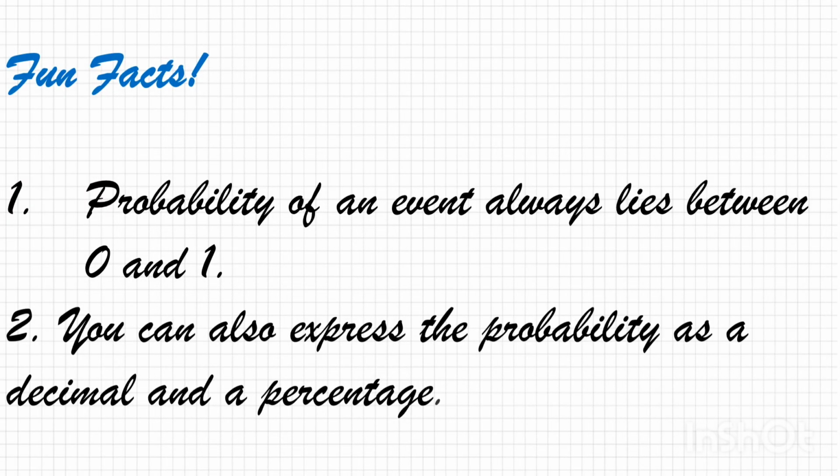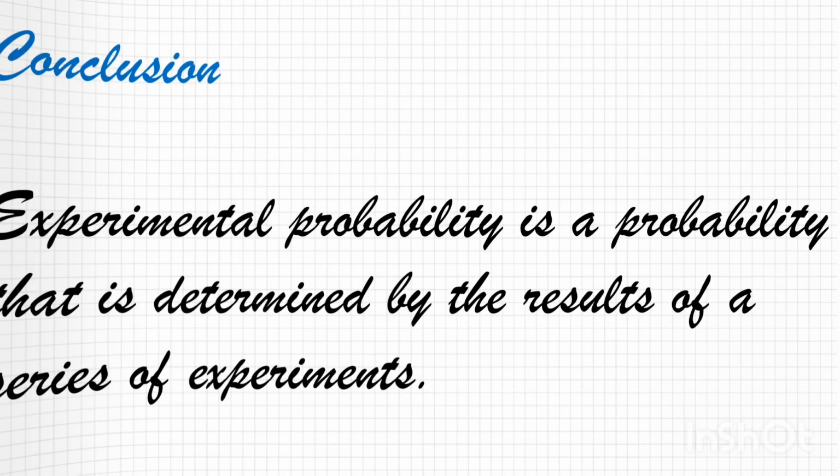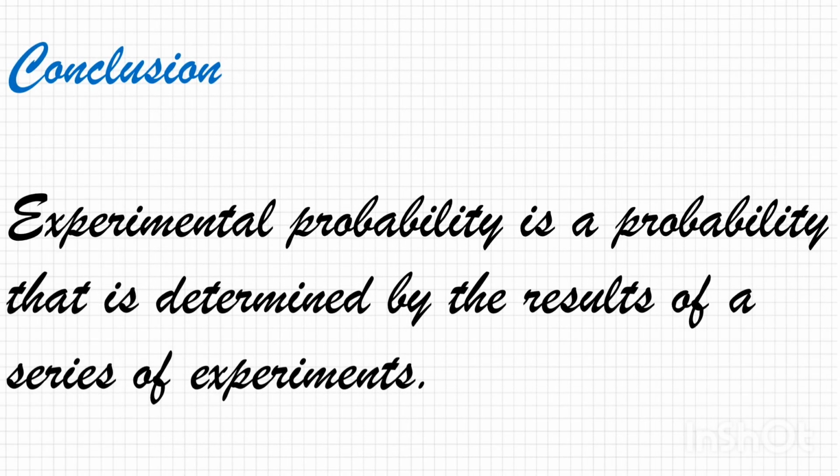Fun facts. Probability of an event always lies between 0 and 1. You can also express the probability as a decimal and a percentage. Conclusion. Experimental probability is a probability that is determined by the results of a series of experiments.